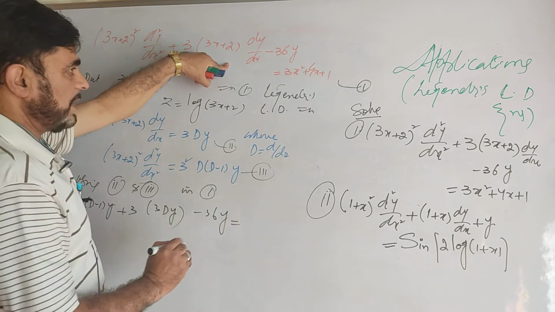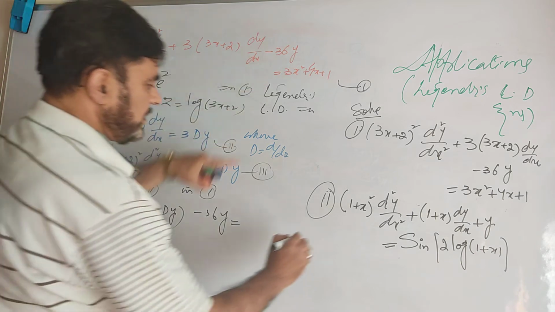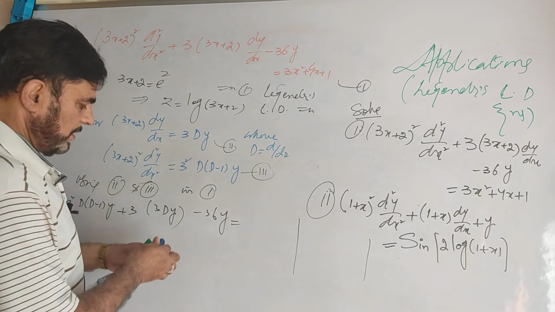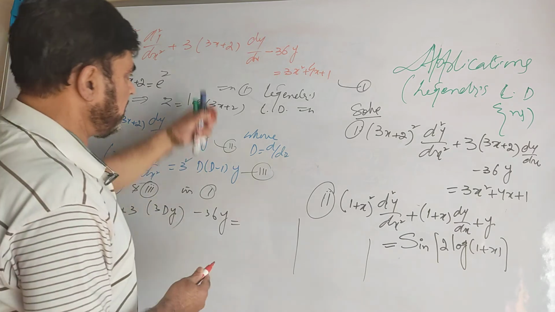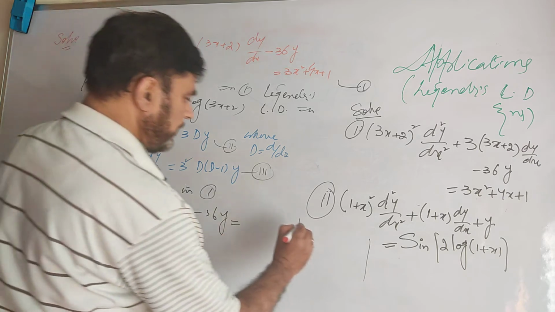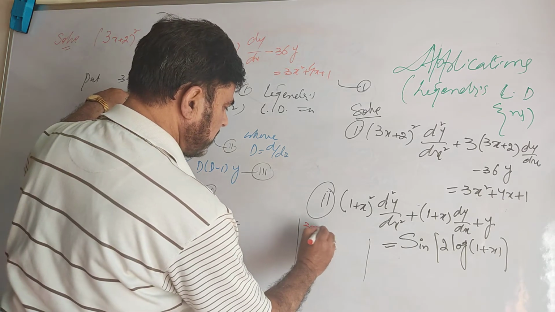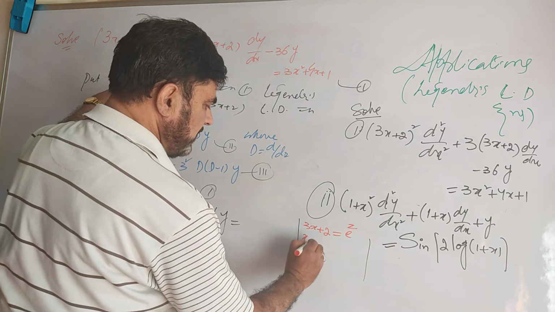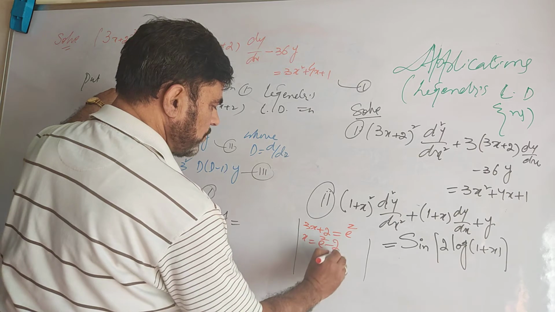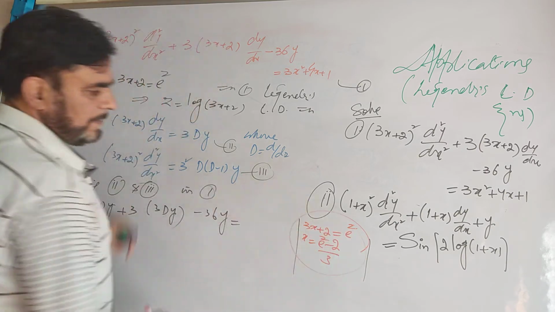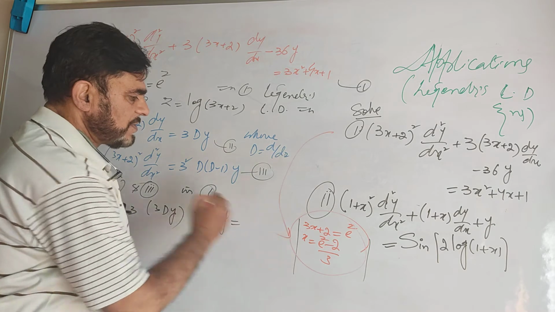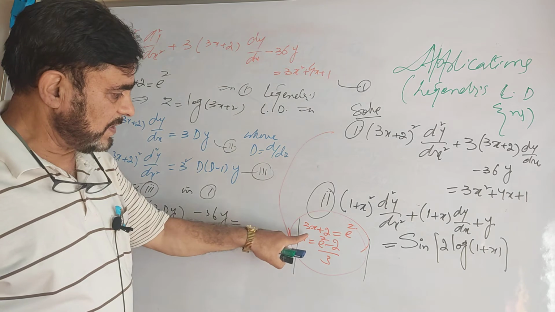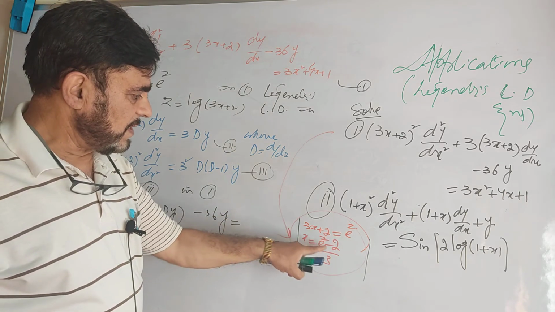36y is equal to, well, we have to convert the right side here. I have to find out this x value. It is very important because I have 3x square. My substitution is 3x plus 2 is equal to e raised to the power z. That means x will be (e raised to power z minus 2) by 3. I want the value of x here, and it is (e raised to power z minus 2) by 3.